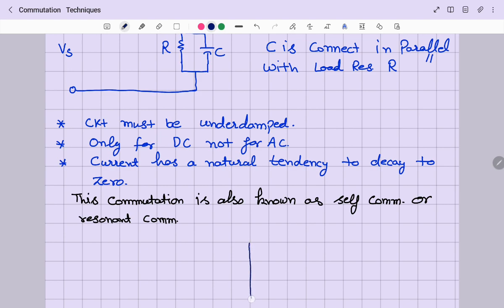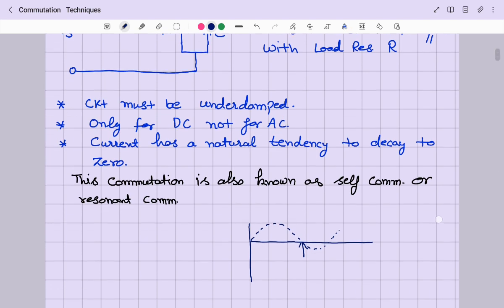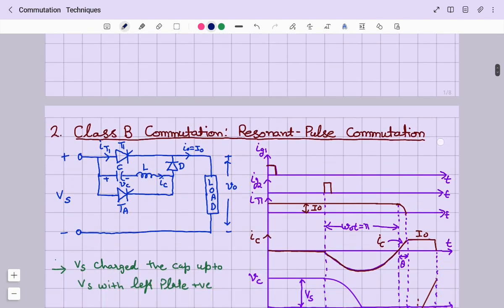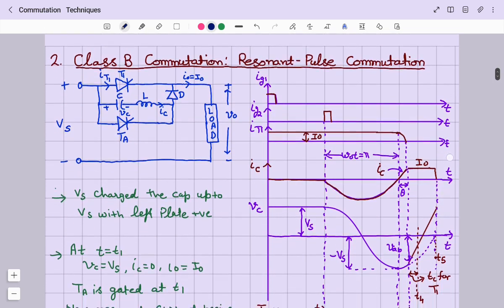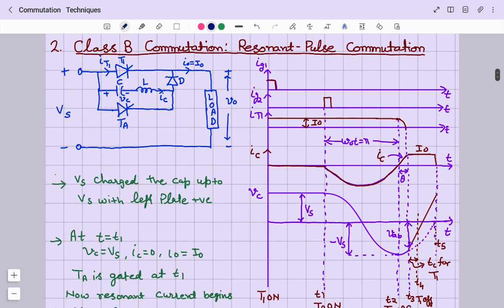So the current is like this. The current is like this. So here the thyristor automatically gets turned off. Right? Now the next commutation technique is class B commutation, which is also known as resonant pulse commutation. We have already discussed this technique in class, but since I am recording the lecture, I have covered all the 6 techniques, right?